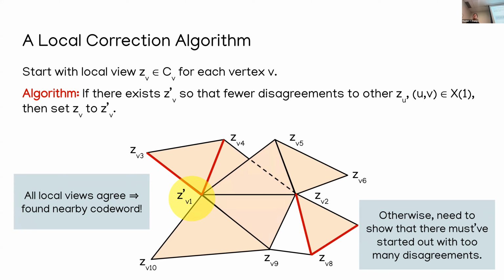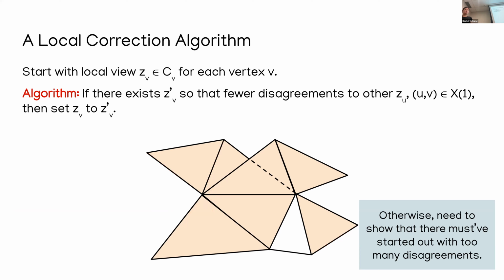Okay. So I guess the thing left to do is to show that there actually have to be too many disagreements to start. Otherwise this algorithm should actually end up in the everyone's happy sort of state. Okay, so how do we do that?